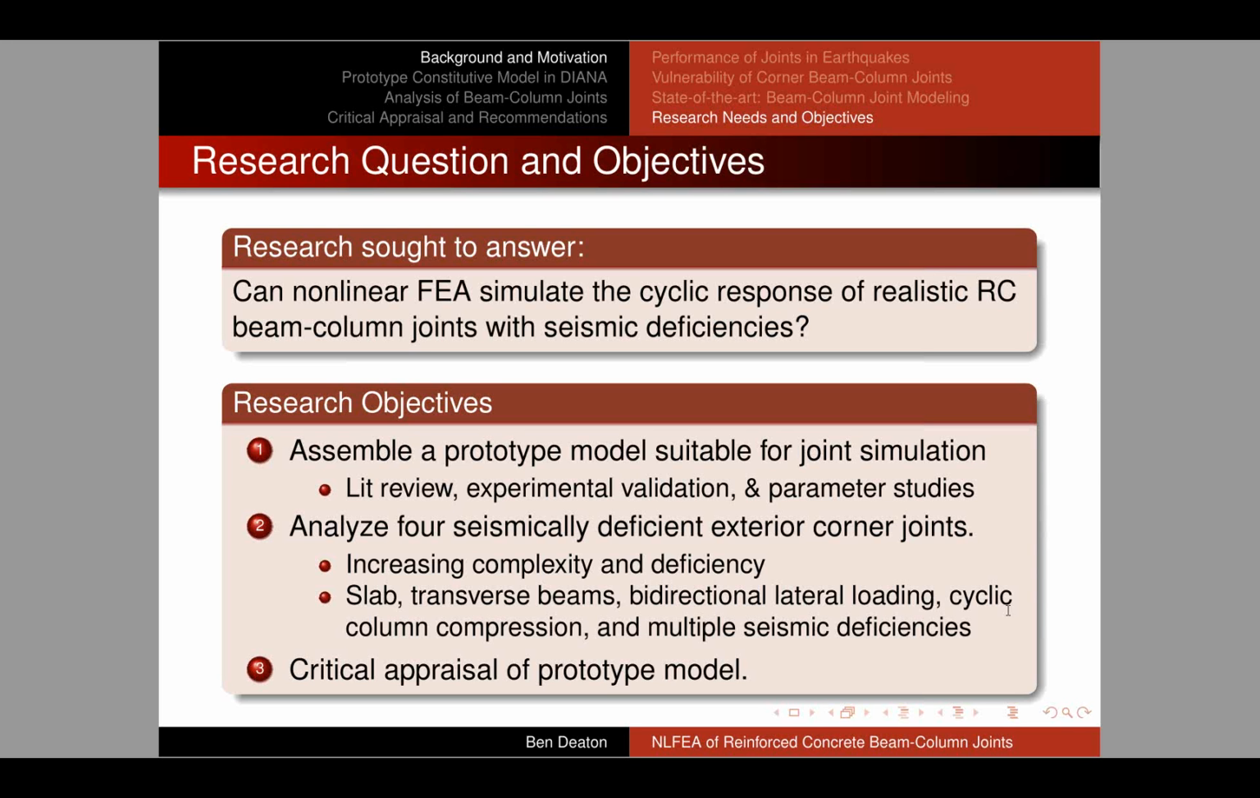in today's talk. We then applied that model to analyze 4 seismically deficient exterior corner joints with increasing complexity and deficiency, including slabs, transverse beams, bidirectional lateral loading, cyclic column compression, and multiple types of seismic deficiencies. And then we'll conclude today's talk with a critical appraisal of the prototype model.